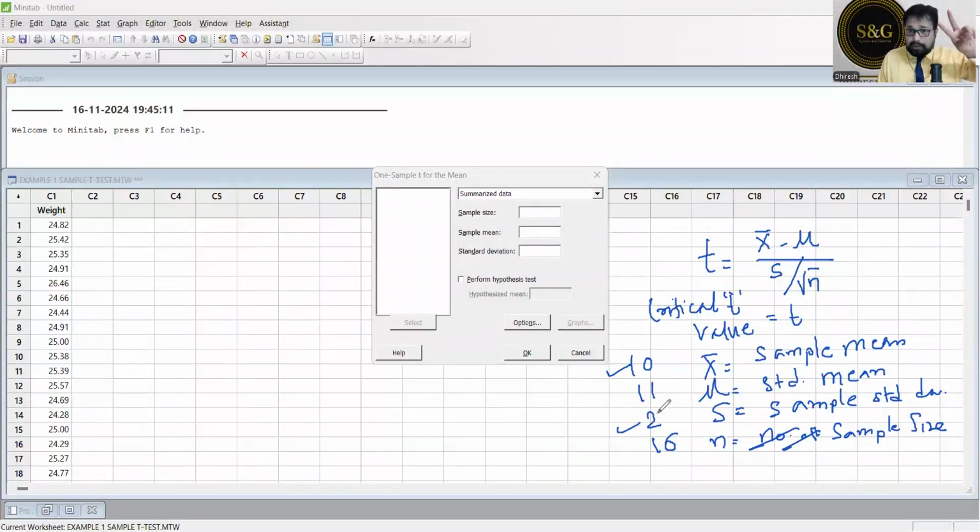Standard deviation is 2. And we are comparing this with the standard. So the sample mean is 10 and the standard mean is 11. That is why mu is equal to 11. Everybody's clear? And we have taken 16 samples. That's why N is equal to 16.